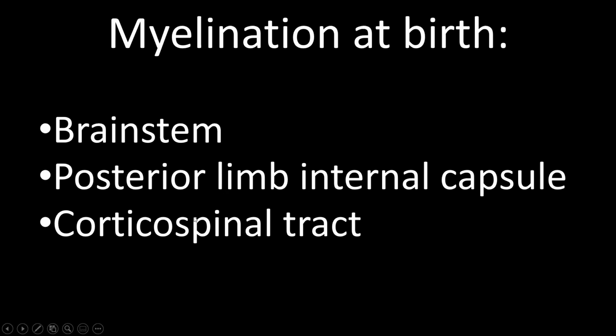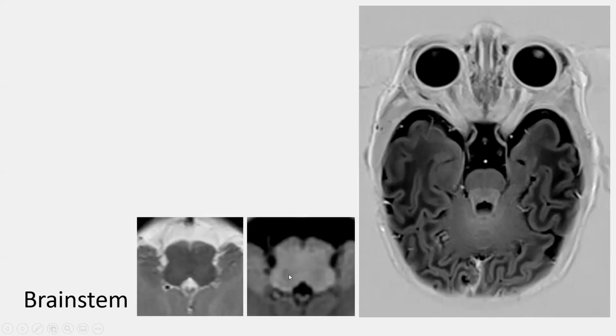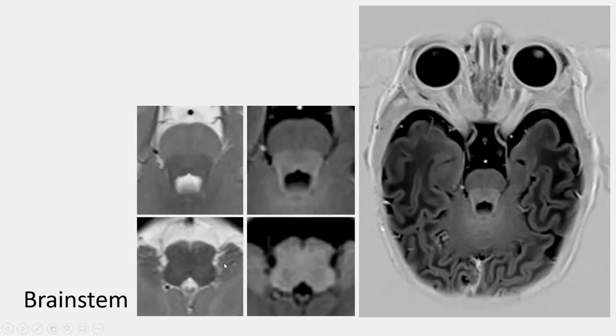Let's examine these structures on images. Let's start with the brainstem. This is an inversion recovery T1 weighted image of a newborn child, and we see that there is already basically complete myelination on T1 and T2 weighted images in the medulla oblongata, which makes sense because without a functioning medulla oblongata, we cannot survive. It contains a lot of areas that are crucial for survival.